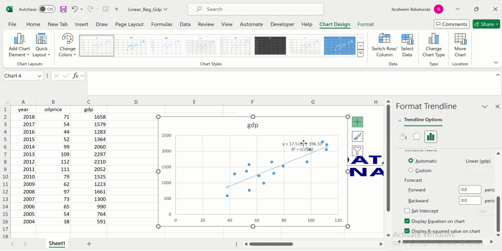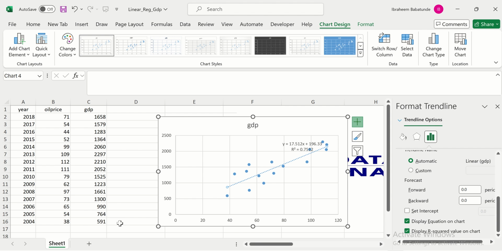Now, the implication of this equation is that if the oil price increases by $1, then GDP is going to increase by 17.512. That's the implication of this. This intercept as well, which is 196.33: if we don't sell any oil in that economy, then our GDP will be 196.33. That is the explanation of this equation.